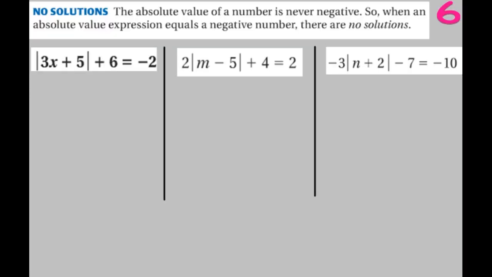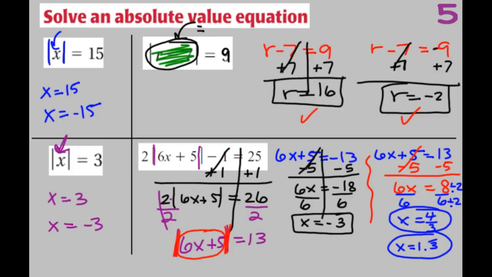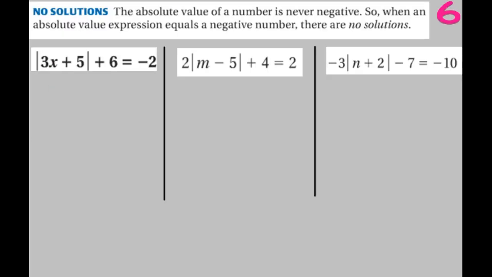Oops, too far. Alright, we're done with absolute value equations. Oh, just kidding. We have a couple more. There's a couple that might have no solution. The absolute value, if it's equal to a negative, it's not possible. Because you can't put something in the shower and have it come out dirty. It's not possible. It doesn't happen. So when that's the case, there's no solution.